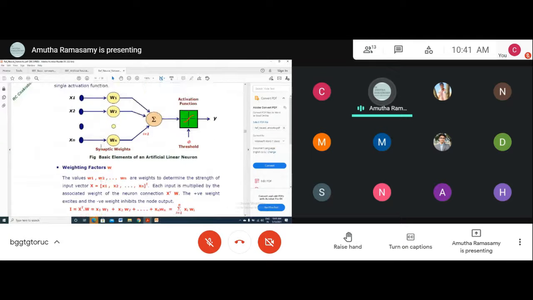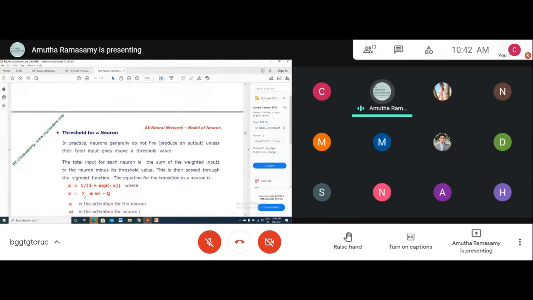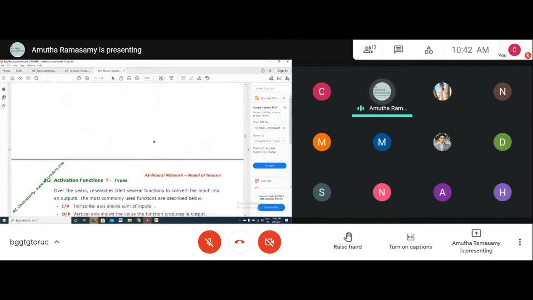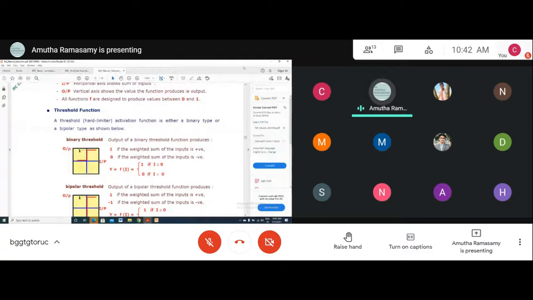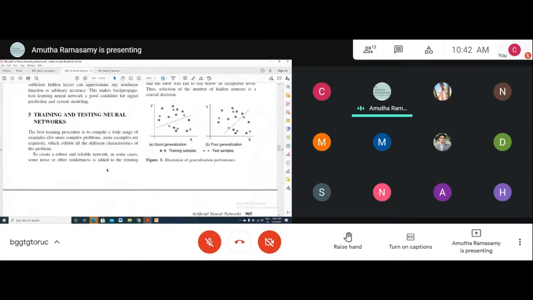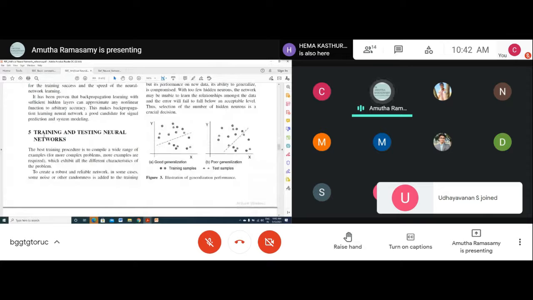So here we have taken some issues like basic elements, right? The weight factor, the threshold, and normally the activation function for a neuron, and all these things are main key factors for the function of a neural network. So let us see that one. So let us see training.